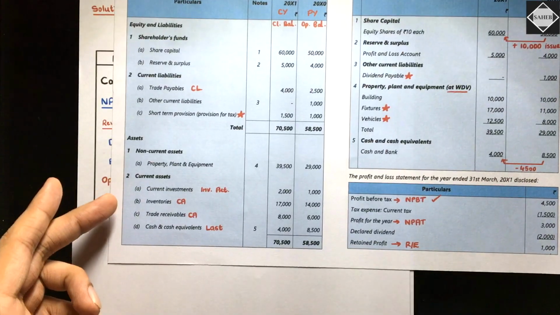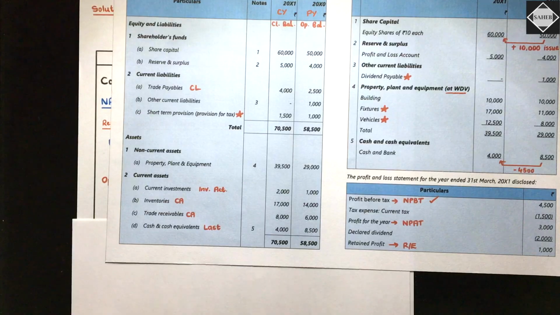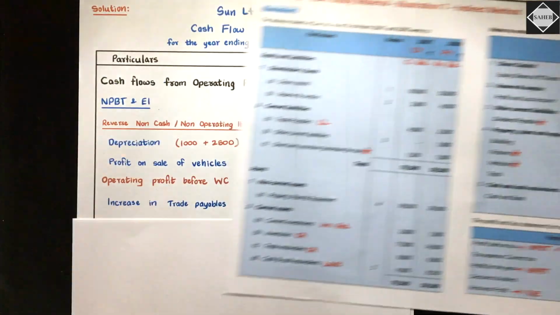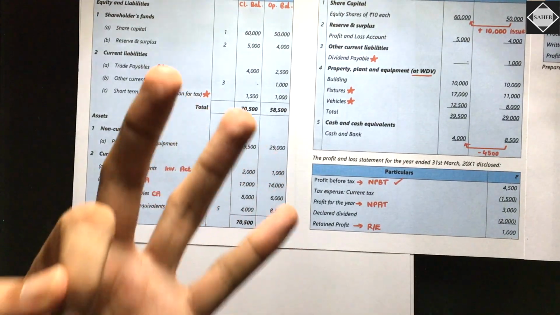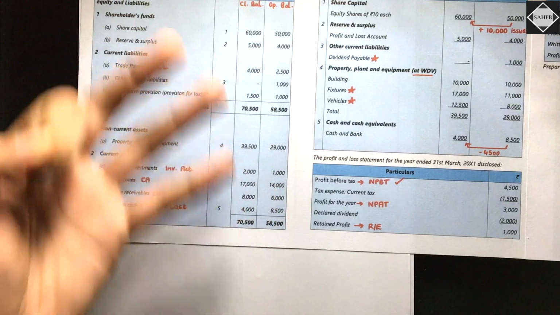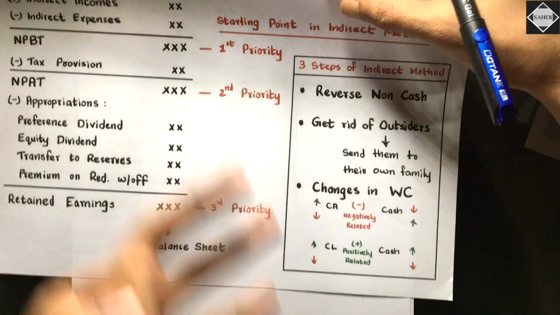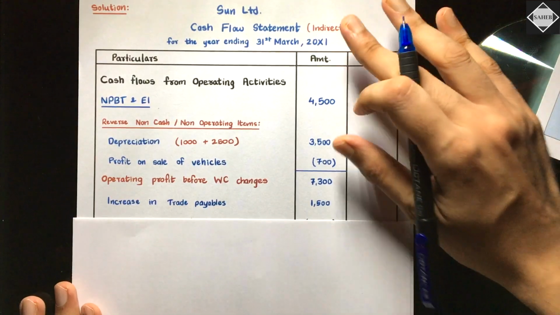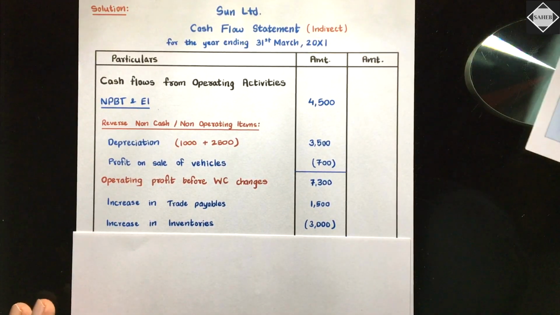Then in current assets, we have current investment. We are not going to consider that, it's an investing activity, as I told you. Inventories are a current asset, an operating current asset, so we take it in the working capital changes. From 14,000 it has increased to 17,000, an increase of 3,000. Current assets are negatively related with cash. If current assets are increasing by 3,000, that means a 3,000 negative impact on cash, so you will subtract it. Increase in inventories, 3,000, you subtract. Is it clear? Simple.